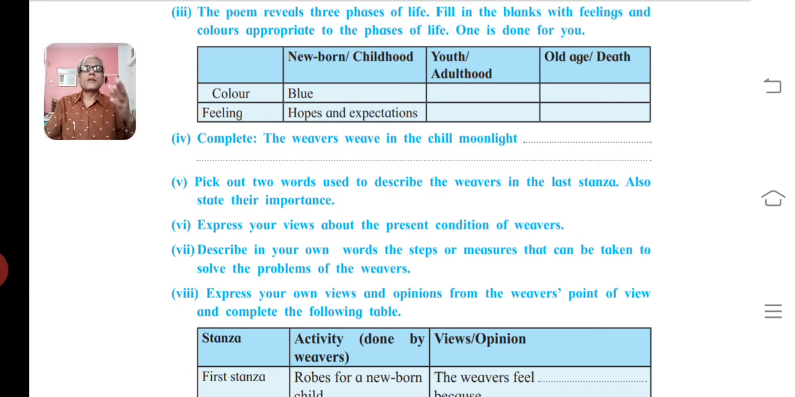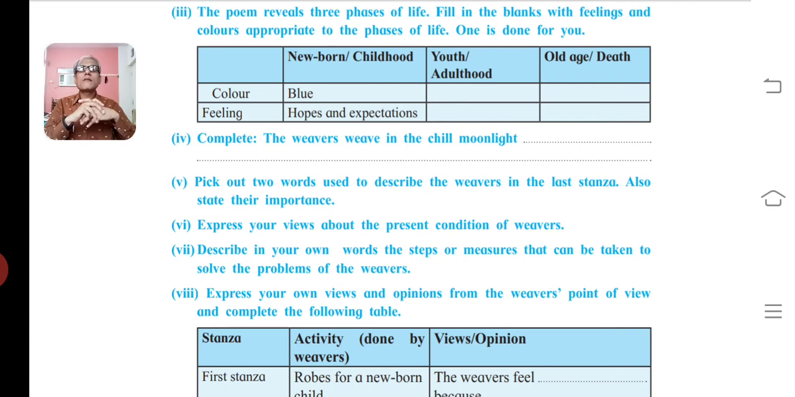The first column is of different colors. In the first column you are given colors and feelings, and in the other 3 columns different stages of human life are given, and you will have to fill up what stage of human life indicates what type of feelings. Now here I complete it for you.